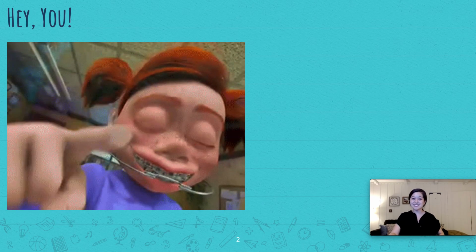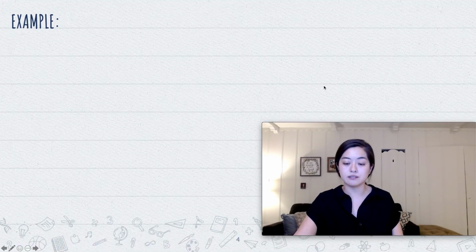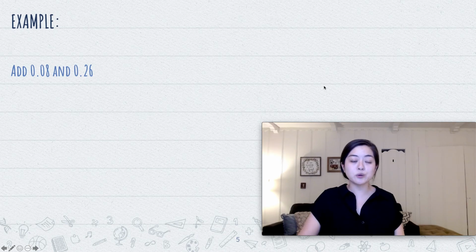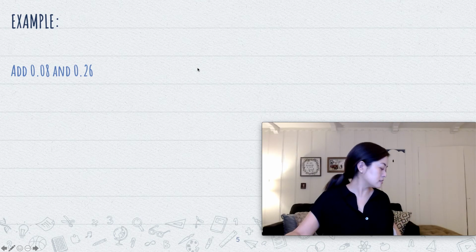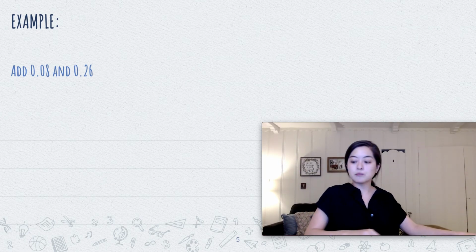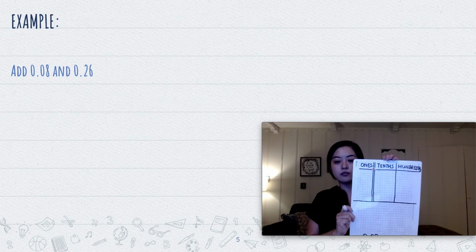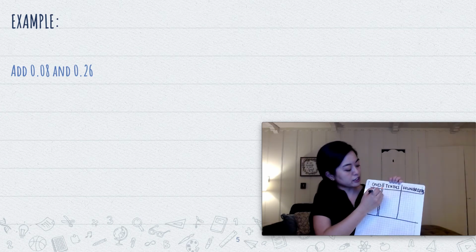Okay, let's get started. So let's add decimals in the hundredths with regrouping. Let's look at this example, and let me just increase my video screen a tad. Okay, so we're going to add 8 hundredths and 26 hundredths. And to do that, first I'm going to see how to stack them up. Just to help me out, I'm going to write it in my place value chart here.